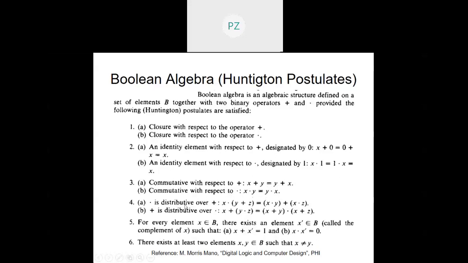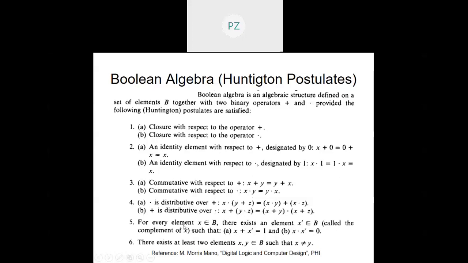Similarly, distributivity. Dot is distributive over plus, and plus is distributive over dot. The first one is something that we are familiar with: x dot (y plus z) will be x dot y plus x dot z. But this is something very unique to Boolean algebra: plus is also distributive over dot. We are not familiar with this. x plus (y dot z) is equal to (x plus y) dot (x plus z). So this is something new in Boolean algebra.